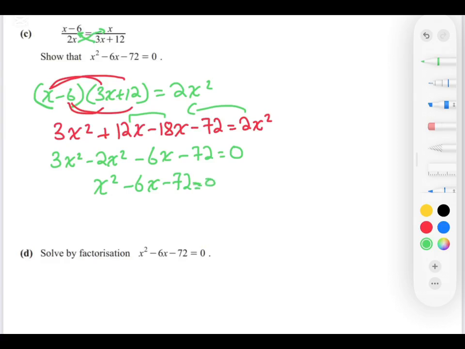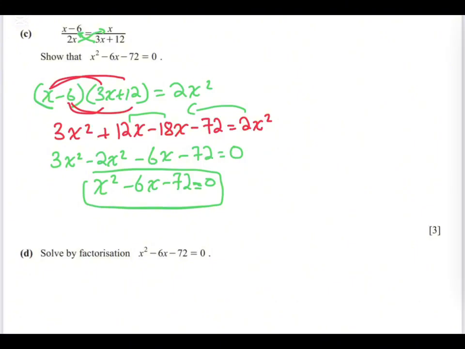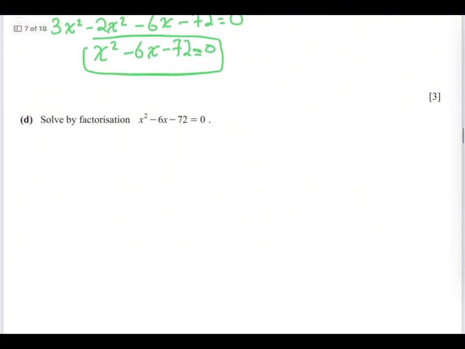That's it. This is what we have to do. We have proved that this equation is equal to this one. Now in the next part, we have to factorize this equation, and you can see that this equation is equal to 0. The equation is quadratic, and this is equal to 0. Equal to 0 means we have to find the value of x in this question.